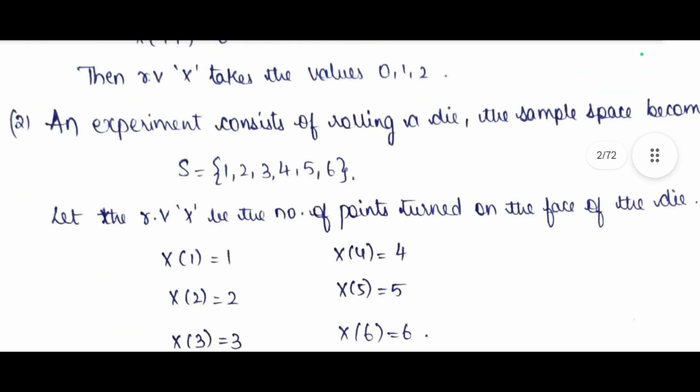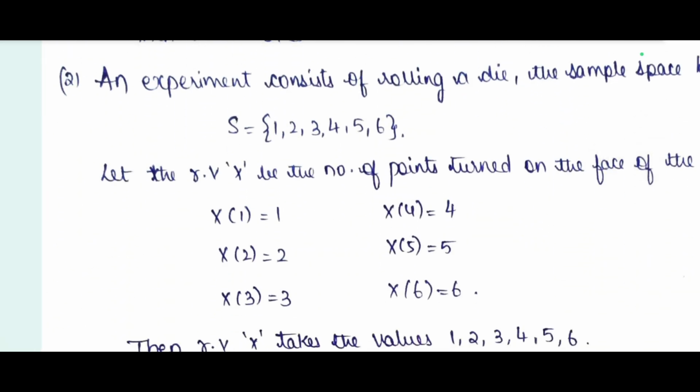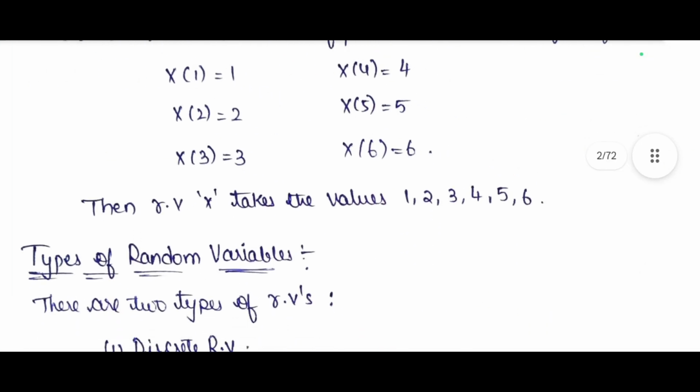Next, coming to another experiment, an experiment consisting of rolling a die. The sample space is 1 2 3 4 5 and 6. So the sample space becomes the S value. Let the random variable x be the number of points turned up. So what is the probability of that? For each case of the random variable, it is 1 by 6, and x takes the values 1 2 3 4 5 6.